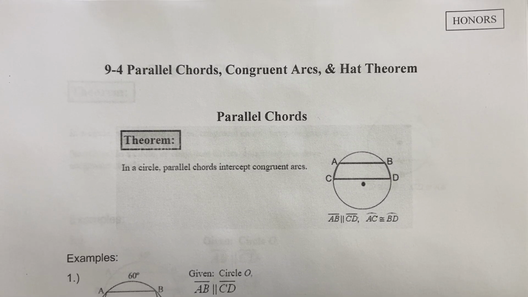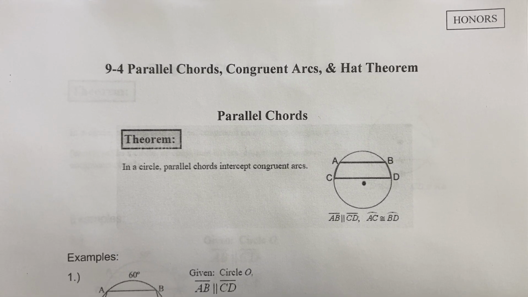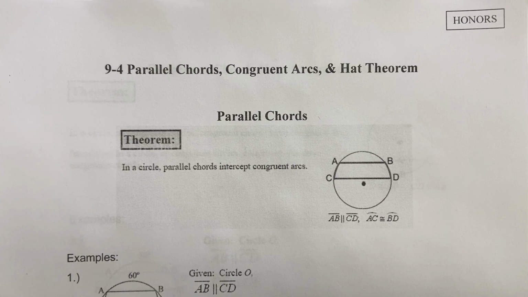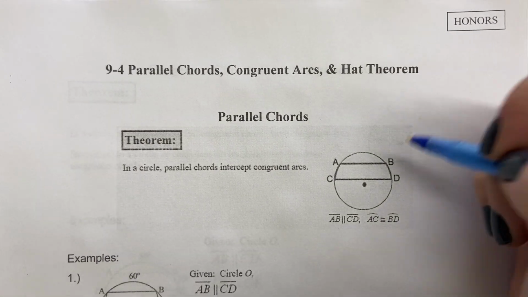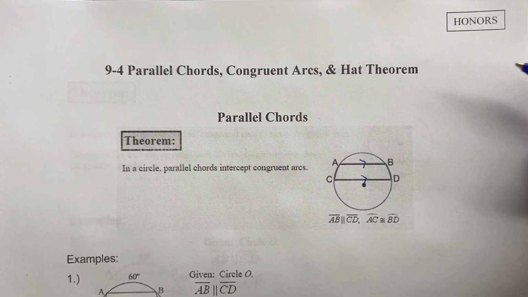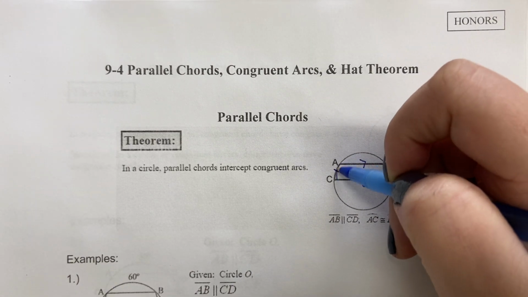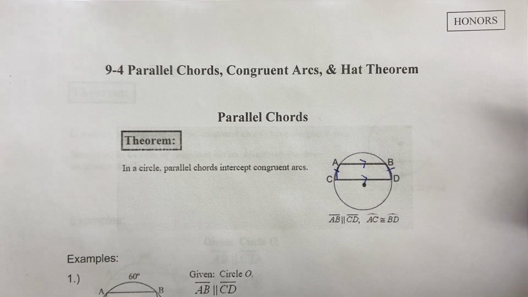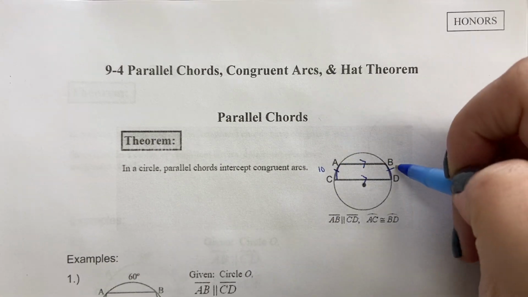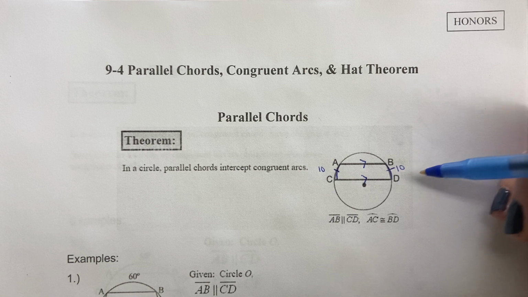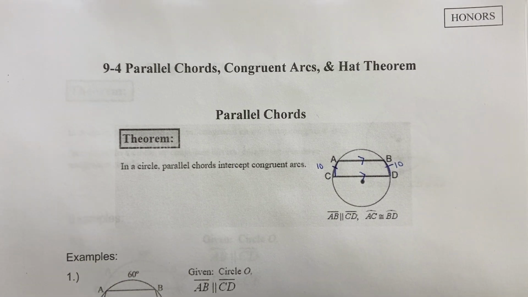This is lesson 9.4, parallel chords, congruent arcs, and the hat theorem. So the next theorem is: if you have two chords that are parallel, their intercepted arcs, this AC and this BD, end up being congruent. Like if this is, say, 10, that would be 10, right? And so forth.